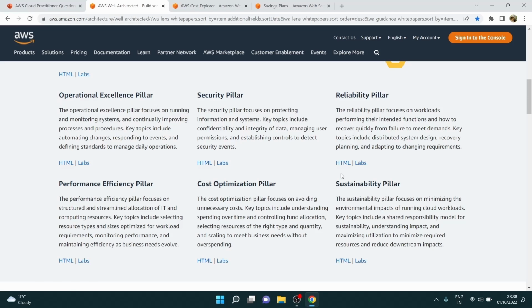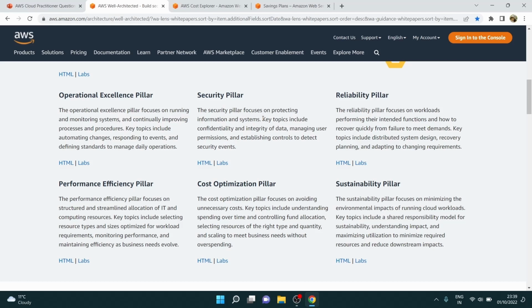For there are 6 pillars. Okay. So operational excellence. Operational excellence is all about continuously improving, responding to events, automating changes, and defining standards to manage daily operations. Okay. For example, if you are working in a company, are you filling the timesheets on a daily note? This is one of the operational events you have.